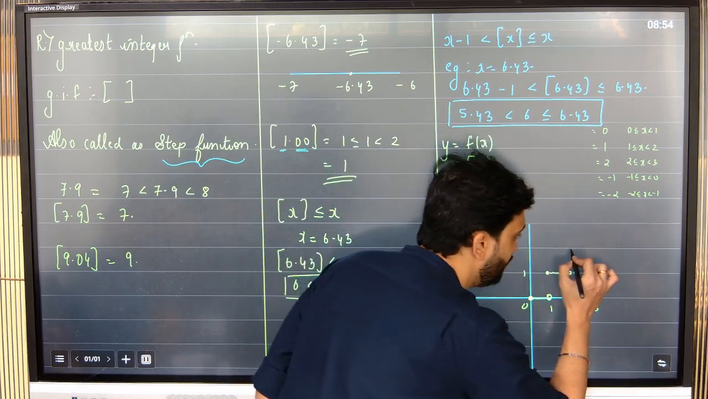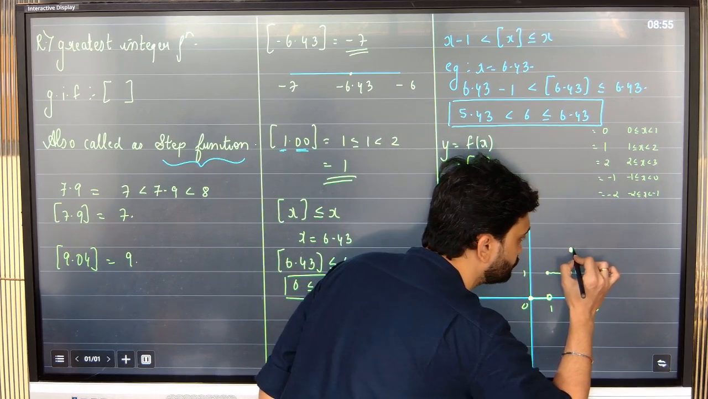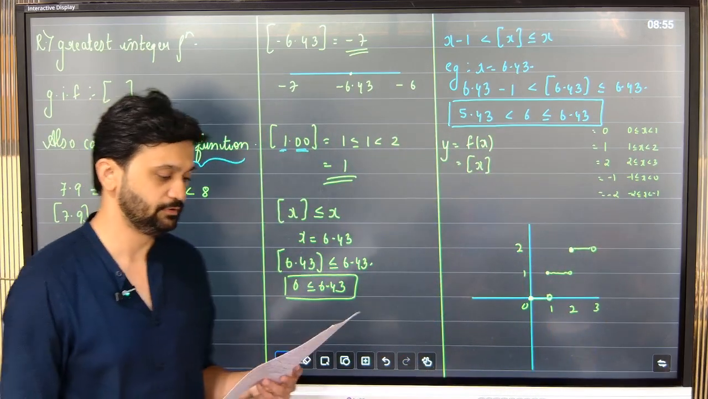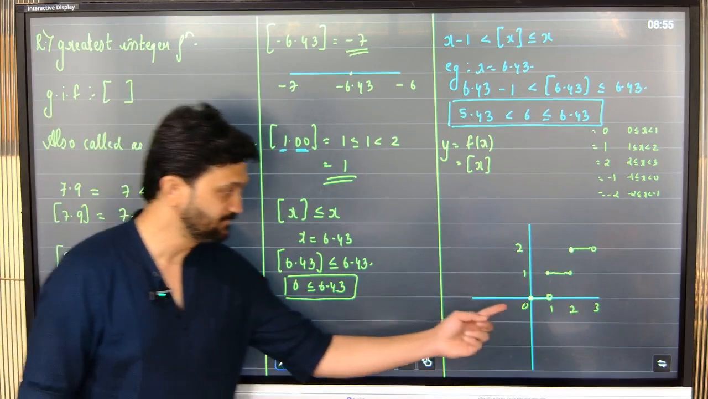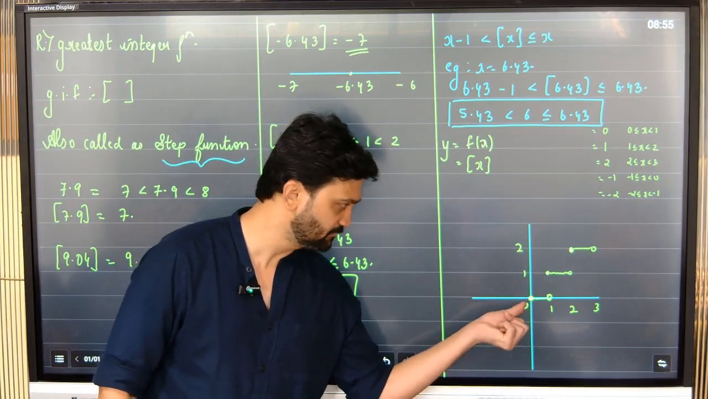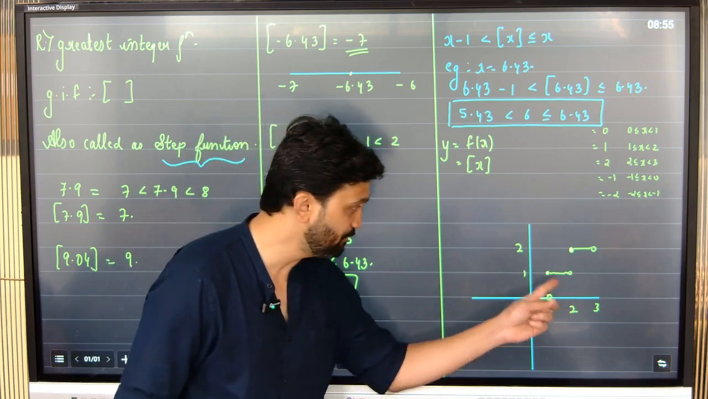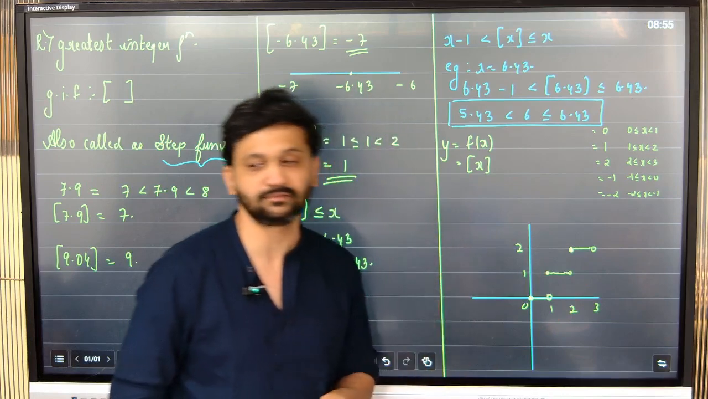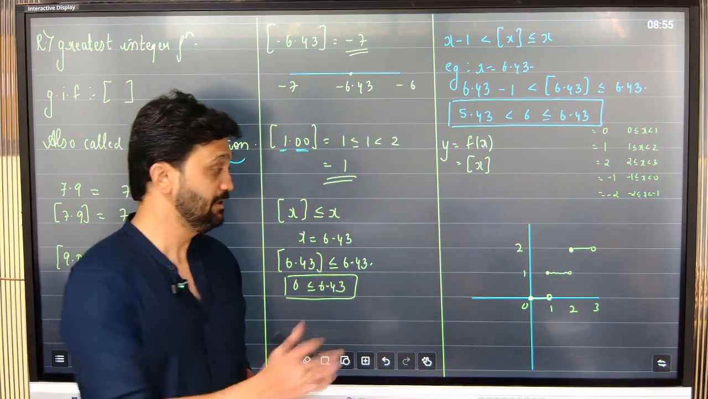If I take any value from 2 to 3, my answer is going to be 2. Did you guys understand this? I took any value between 0 and 1, its answer will be 0. I took any value between 1 and 2, its answer will be 1. I took any value from 2 to 3, my answer will be 2. Let's do it on the negative side.